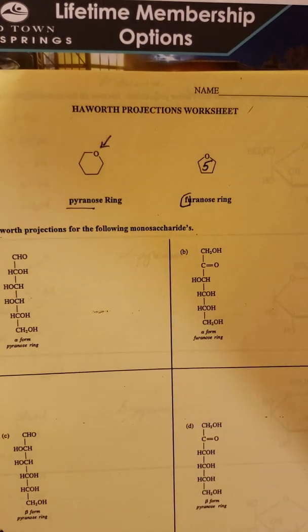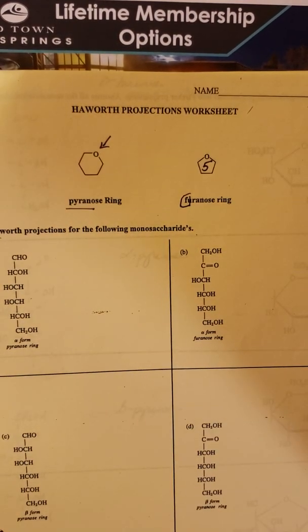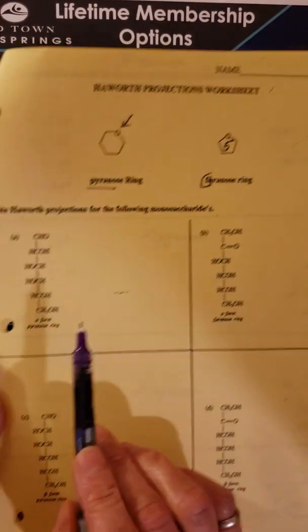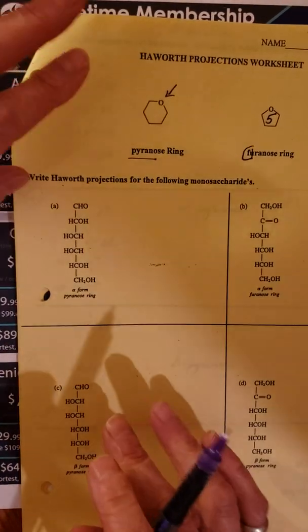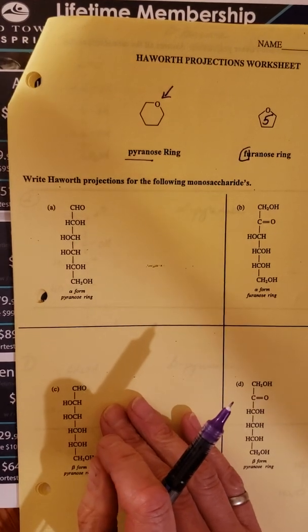F5, that's how you remember it. Okay, P doesn't stand for anything, so it's F5, so pyranose is going to be 6. So I'm going to model how you're going to do this. So it'd be good if you just watched and then maybe if you want to replay it.